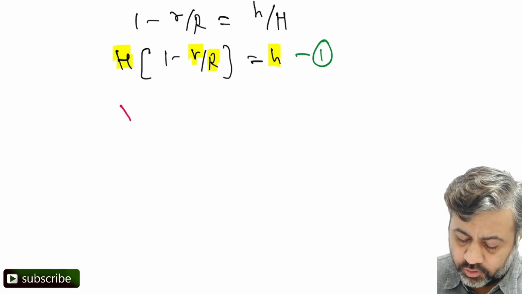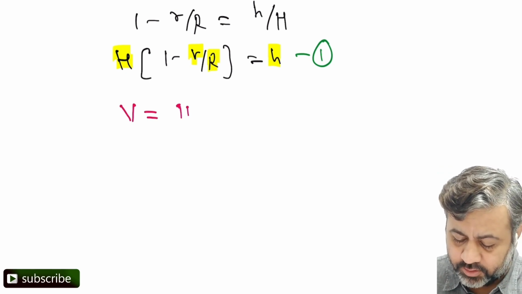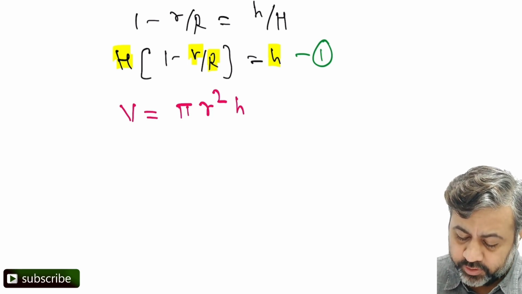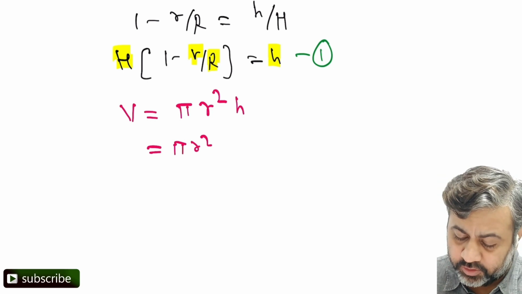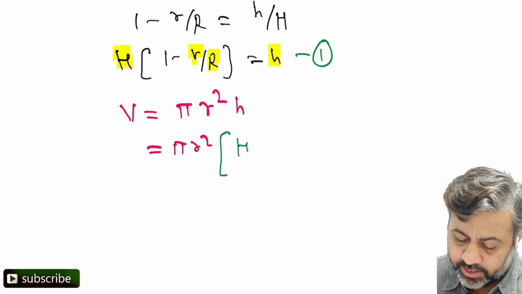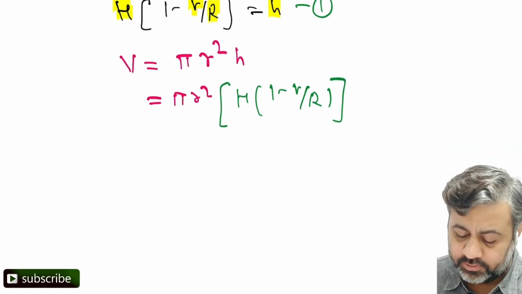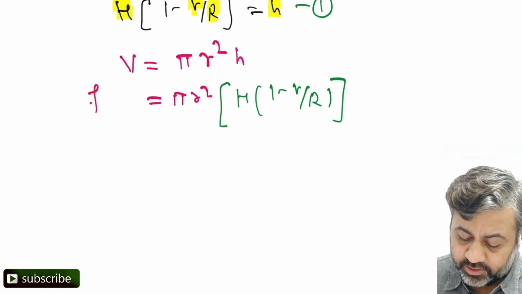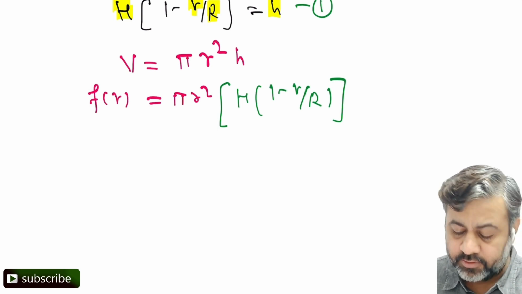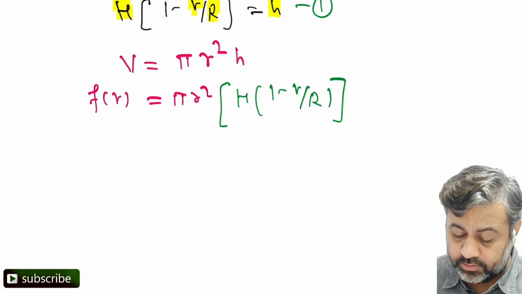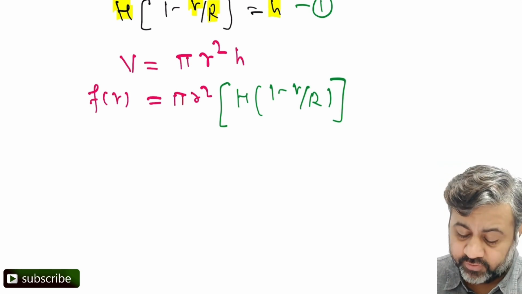Let me write the formula for the volume of the cylinder, that is pi r square h. Keeping pi r square as it is, I'll substitute the value of h as h times (1 minus r upon R). Now we need to simplify this. Since I am going to take this as a function of r, let me write it in a way so that we can differentiate very easily.